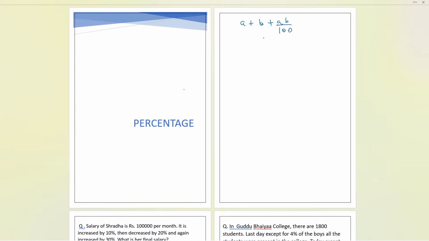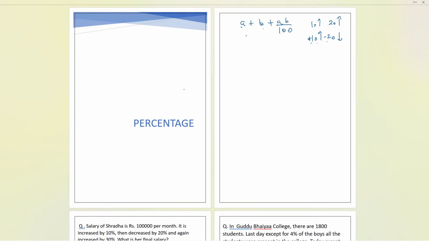So what I can do is take A and B as any two numbers. Suppose they say A is a 10% increase and B is also given as a 20% increase. You can apply this formula directly. If they say 10% increase, 20% decrease, now the sign should be minus. It is increase, so plus 10. Decrease, so minus 20. So this is our universal formula.